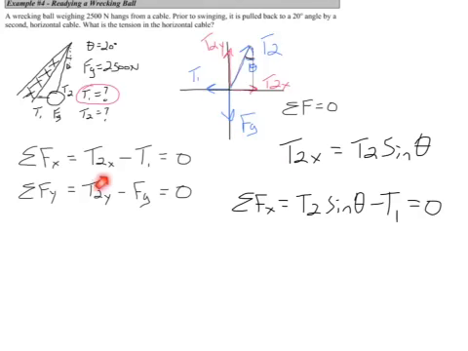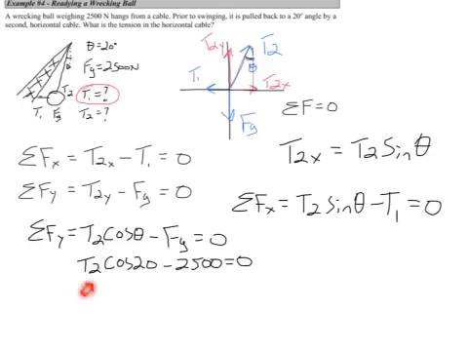We can substitute that into our expression over here for T2x, giving us T2 sine theta minus T1 equals 0. The problem is we don't know what T2 is, so we're going to have to look into our y direction to figure that out. When we do so, we get T2 cosine theta, because T2y is adjacent to the reported angle. And we've got our force of gravity here. Now we've got something that we can start plugging in, because we know what our weight force is. So we get T2 cosine 20 degrees minus 2500 equals 0.